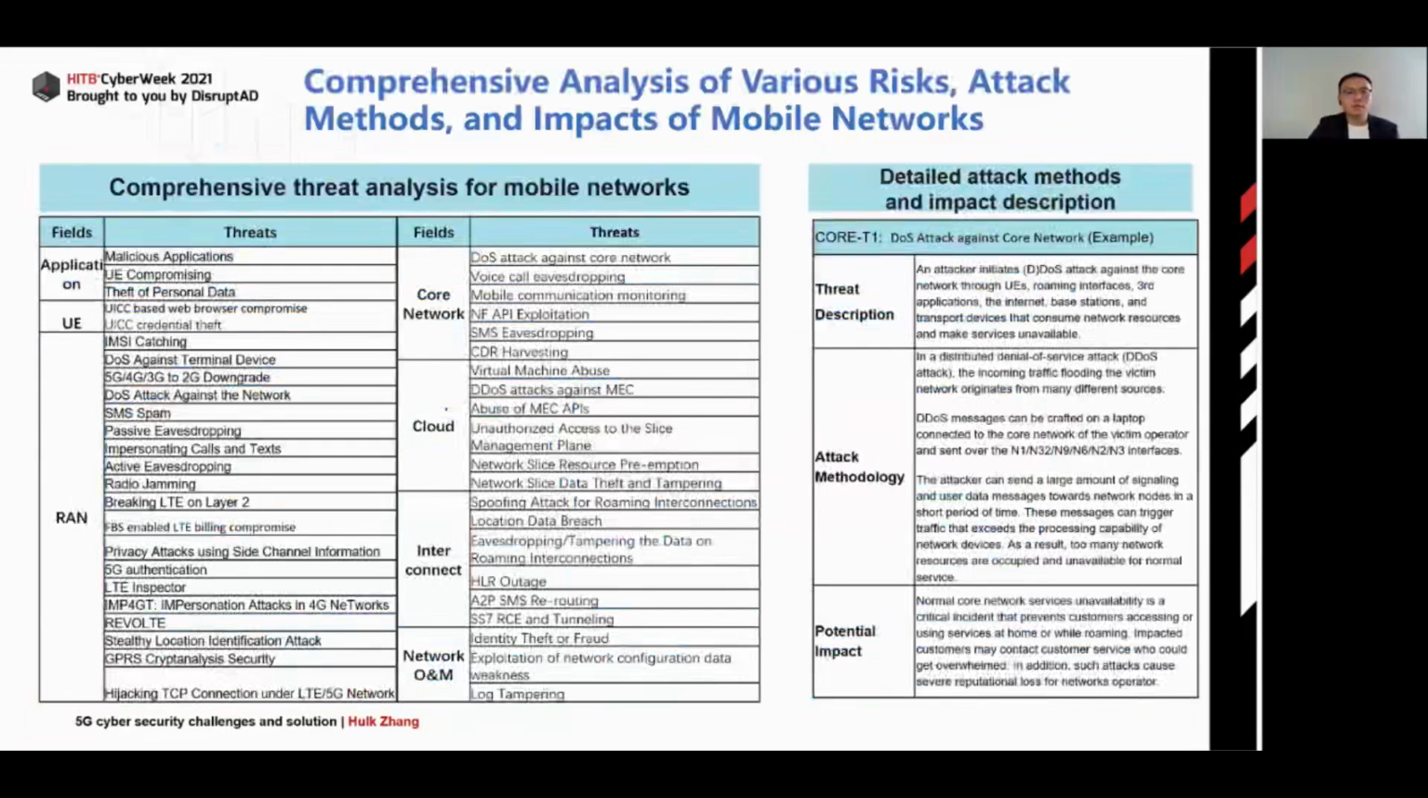All right. After looking at the overview, let's take a closer look at the contents. The first part is about the threats. Actually, the knowledge base comprehensively analyzes the risks, attack methods, and the impacts on mobile networks. For the comprehensive threat analysis for networks, it summarized the different fields and the threats targeting each field. For example, in the application field, the threats are malicious applications, user compromise, or theft of personal data. For the core network field, the threats are DDoS, DoS attacks against the core network, voice call eavesdropping, and mobile communication monitoring.